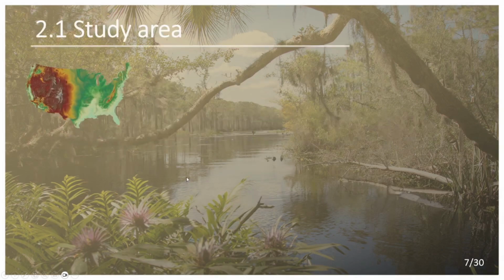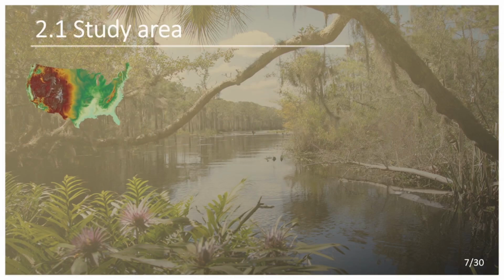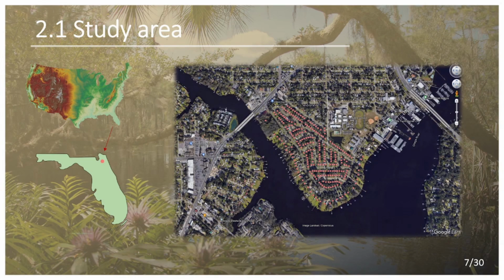Okay, let's start with the Lakeshore example. The Lakeshore neighborhood is located in Jacksonville, Florida. And the study area is here. The study area has a total of 265 septic tanks as shown in the figure. Our goal is to calculate the nitrate pollution of these septic tanks.